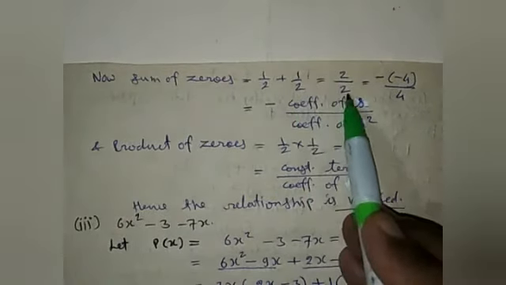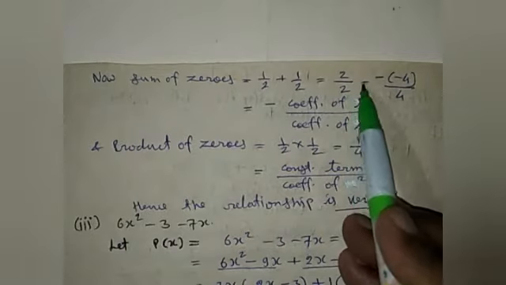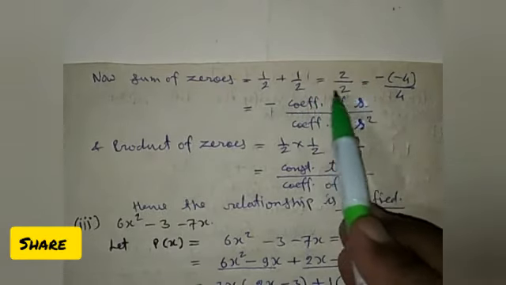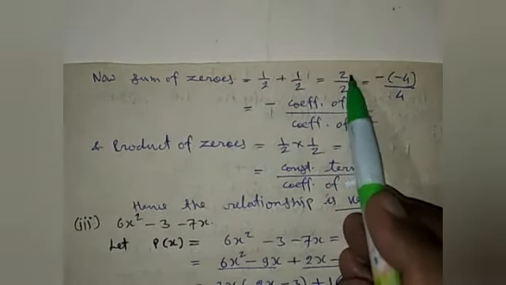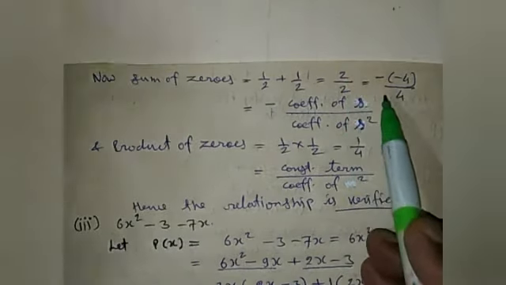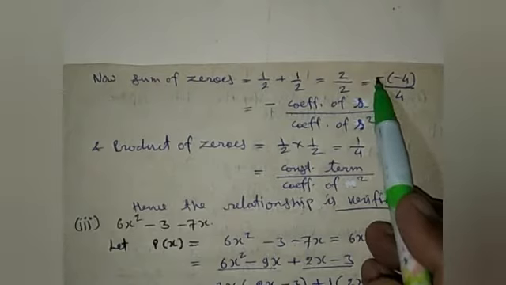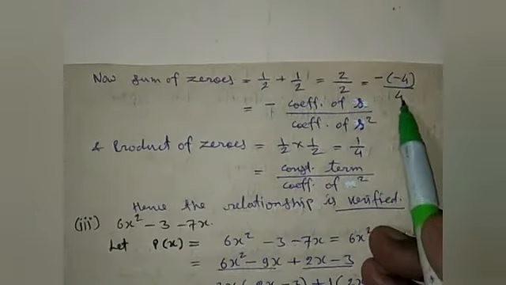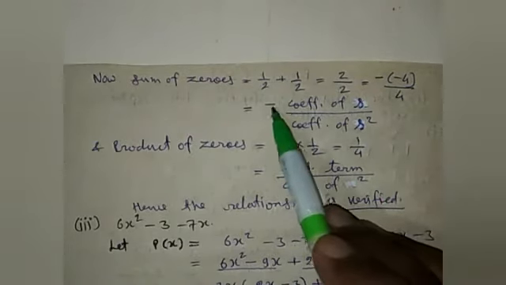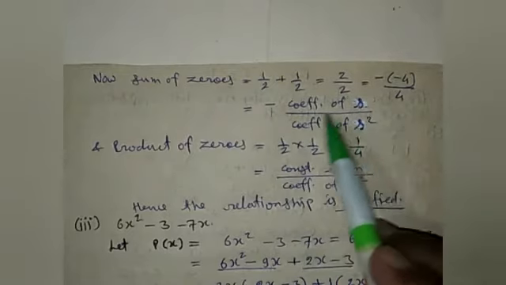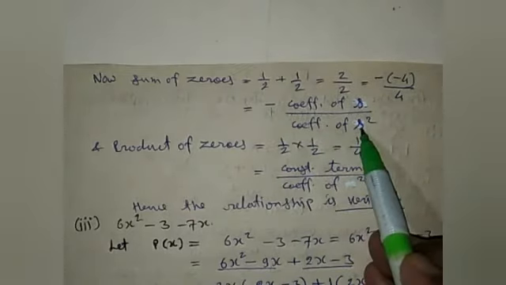That is equal to 2 halves. To write 2 halves in the form of coefficients, you have to multiply numerator and denominator by 2. So you will get 4 upon 4. And minus should be taken out, so it will be minus into (minus 4) upon 4. That is equal to minus coefficient of s divided by coefficient of s square.